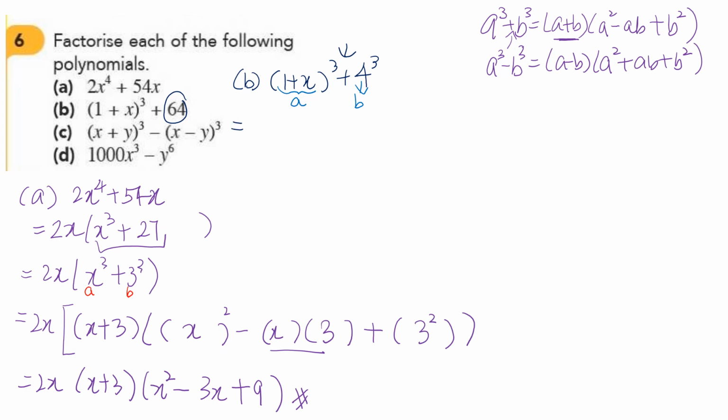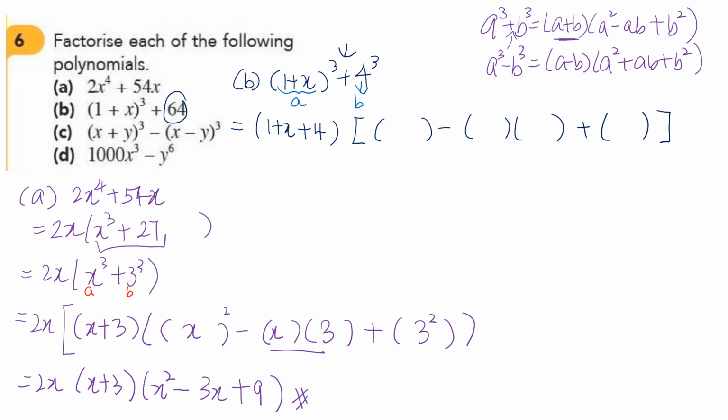Alright, so we need to have a bracket first, right? And then a square bracket, right? And then another bracket, minus bracket, bracket, bracket, bracket, plus another bracket, and then square bracket. So the first bracket is a plus b, so that will be 1 plus x plus 4. The second one is a squared.